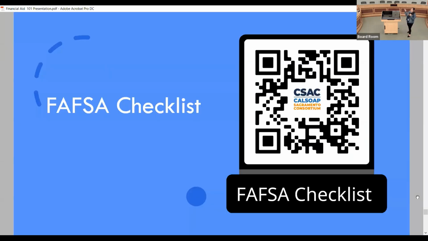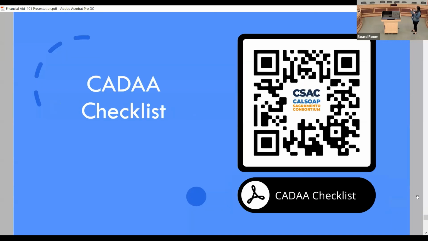And then lastly, you guys, these are great resources. Okay, so if you hover your phone camera over, this is your FAFSA checklist. It's everything I talked about today, but in a checklist. So I tell students, if you're able to check the box next to all of them, you're in good shape. And then if you're a student who's completing the CADA, this is the CADA checklist. So if you're doing the California Dream Act application, you would use this one.